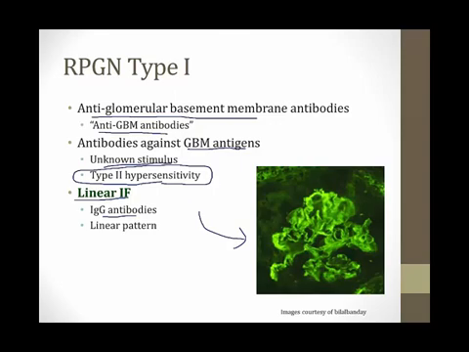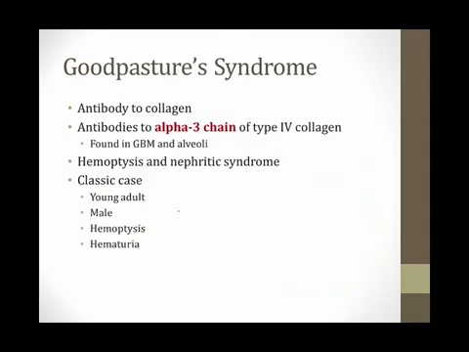That is the granular pattern. Type 1 RPGN can be seen in the setting of a disorder known as Goodpasture syndrome. This is the disorder where antibodies are produced to collagen, specifically to the alpha-3 chain of type 4 collagen. This chain and this type of collagen can be found in the glomerular basement membrane and also in the alveoli. For this reason, hemoptysis and nephritic syndrome both occur in patients with Goodpasture syndrome.